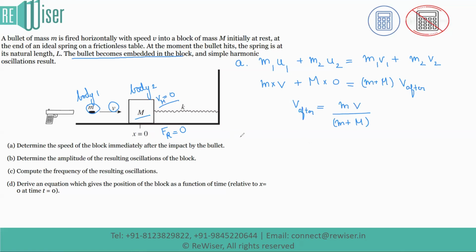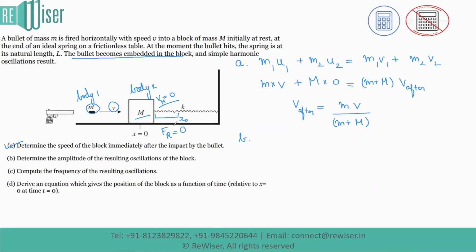Now, moving on to part B of the question. Part A is done. Determine the amplitude of the resulting oscillation. By amplitude, they essentially mean the displacement, or in this case, the compression length X, let's call it X naught, of the spring.